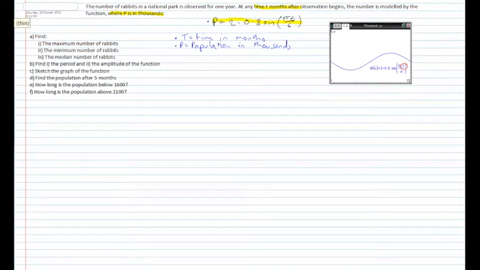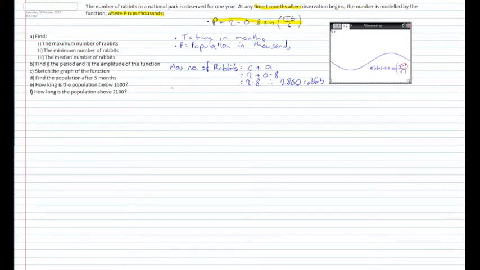Alright, so the first question says find the maximum number of rabbits. Okay, so max number of rabbits is equal to your C value plus your amplitude. So therefore it's equal to 2 plus your amplitude being 0.8. Therefore you get 2.8. Therefore the maximum number of rabbits is 2,800 rabbits.